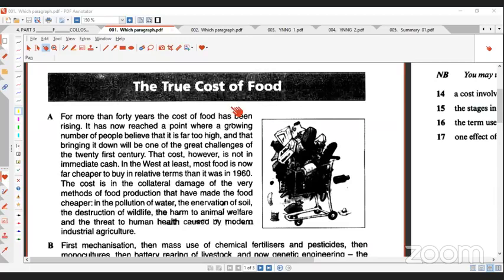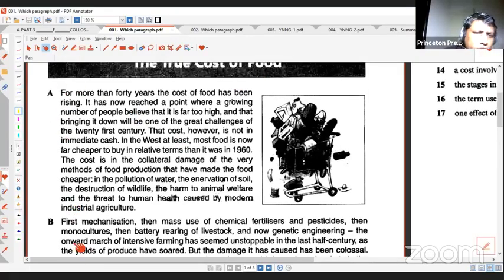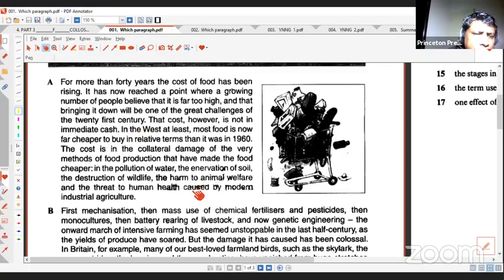Okay, let's read. For more than 40 years, the cost of food has been rising. It has now reached a point where a growing number of people believe that it is far too high, and that bringing it down will be one of the great challenges of the 21st century.